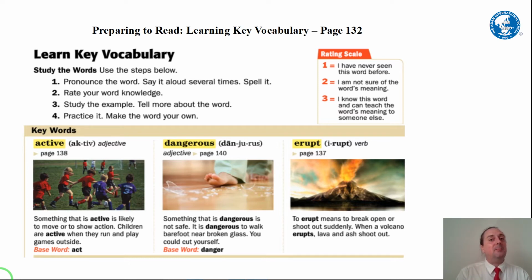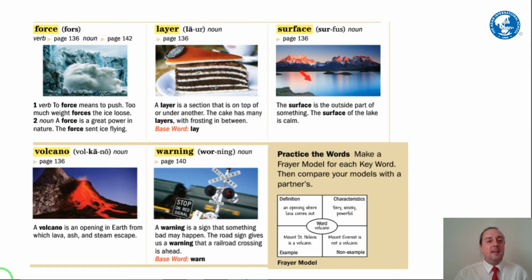Next one, erupt. This one we practiced before. One more time, erupt. Good. Next, force. Force. The next one is layer. Layer. Good. Next one, surface. Surface. Good. And then this one we've practiced also, volcano. Volcano. And the last one, warning.